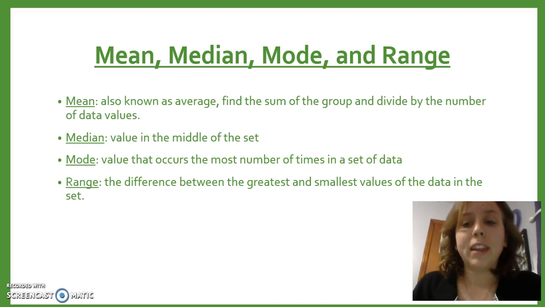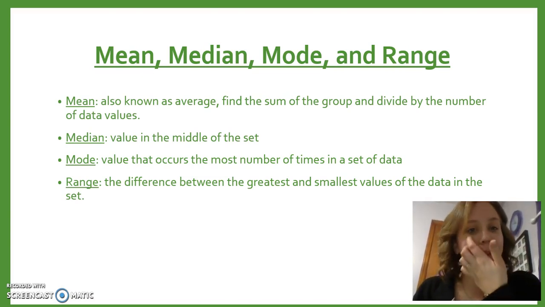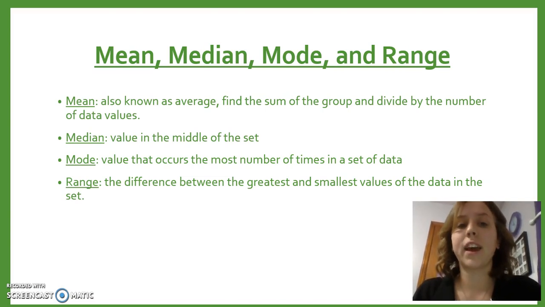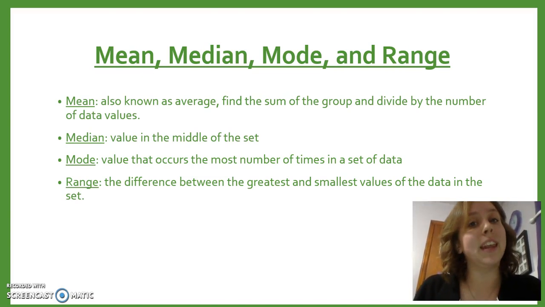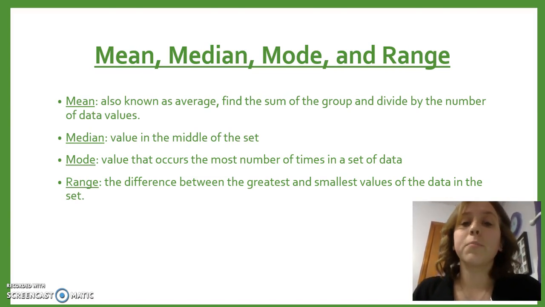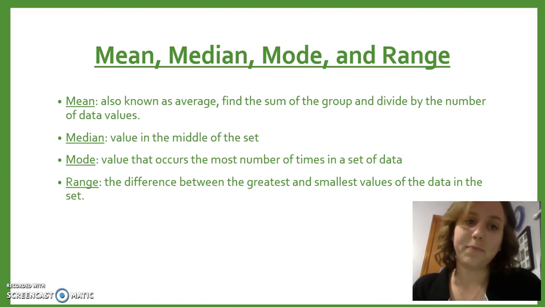Next I want to talk about mean, median, mode, and range. Mean is known as the average, which you find by taking the sum of a group and dividing it by the number of data values. The median is the value in the middle of the set. Remember, median is like the median of a road, it's in the middle. The mode is the value that occurs the most number of times in a set of data. So mode is like most. And range is the difference between the greatest and smallest values of the data in the set.